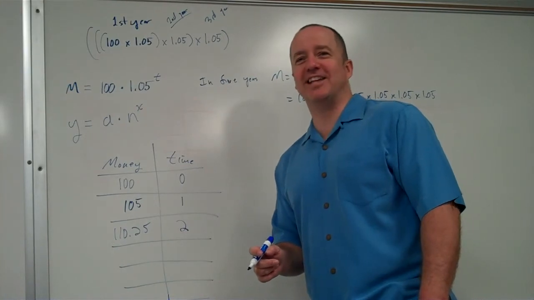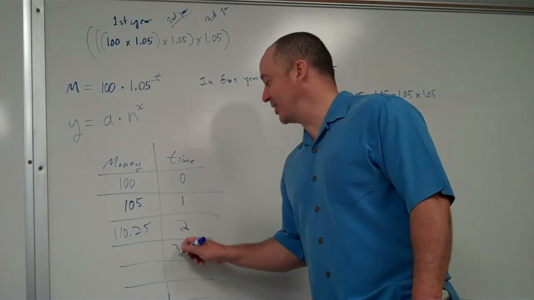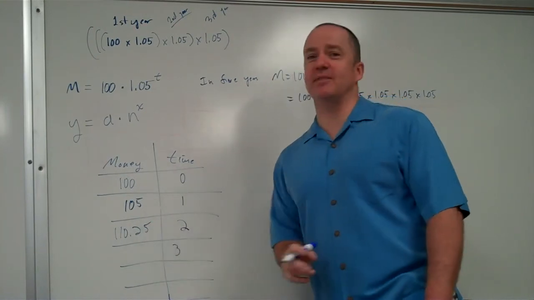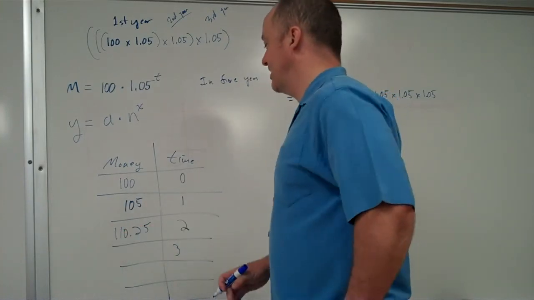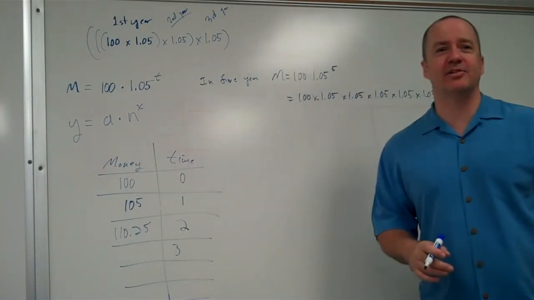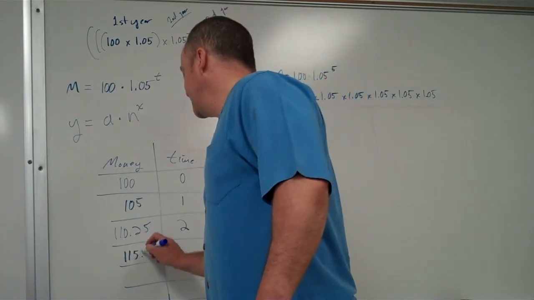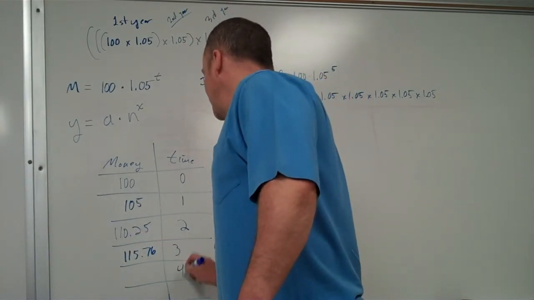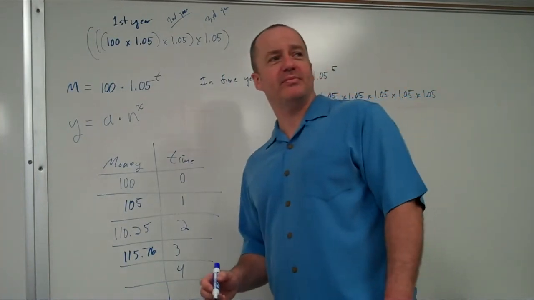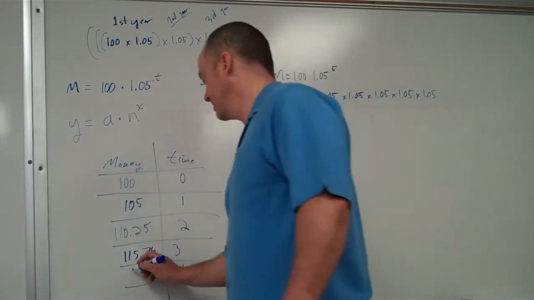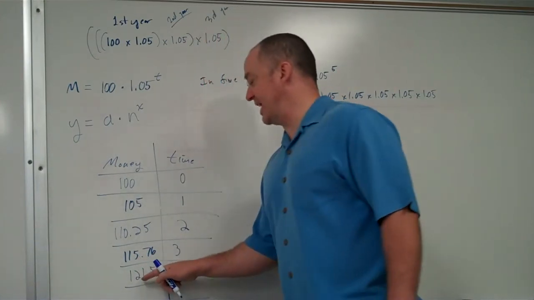That's right. Congratulations. Now, at the end of 3 years, you multiply this times 1.05, you're getting 5% of 110 and a quarter added. How much is that? 115.76. What about at the end of 4 years? Multiply times 1.05 again. 121.55. Here's where it's actually starting to add up.